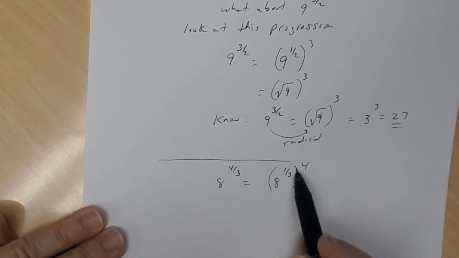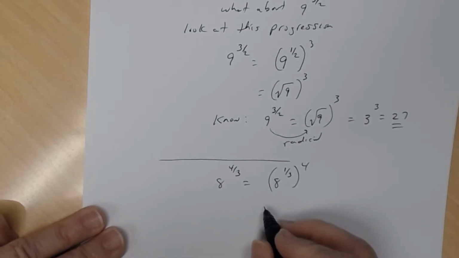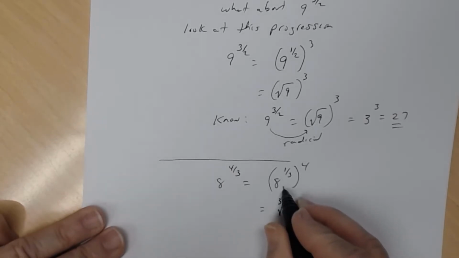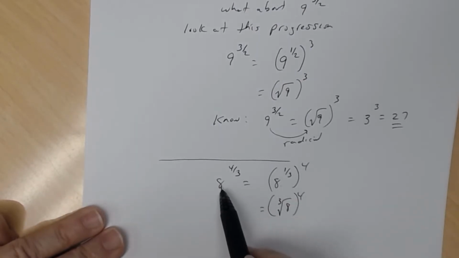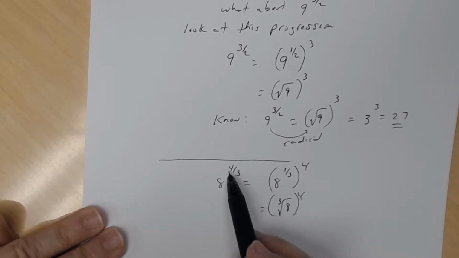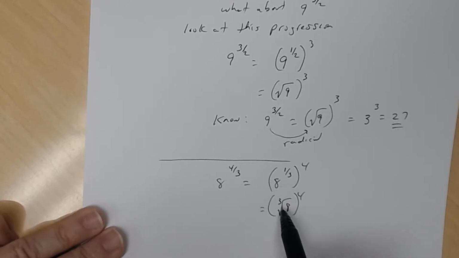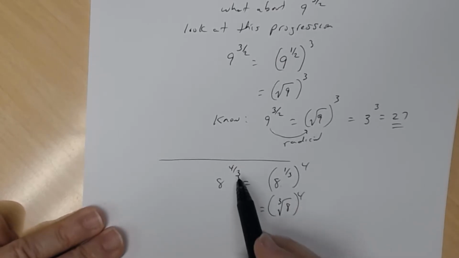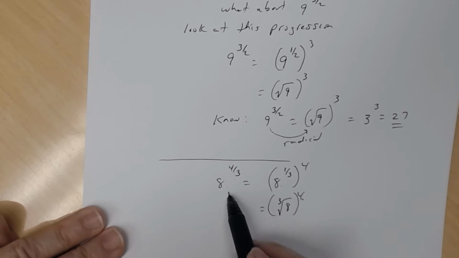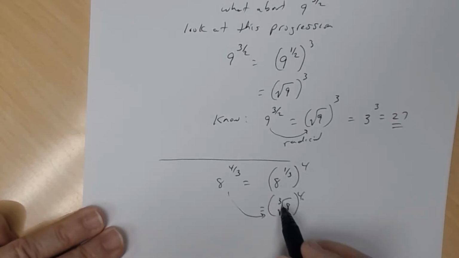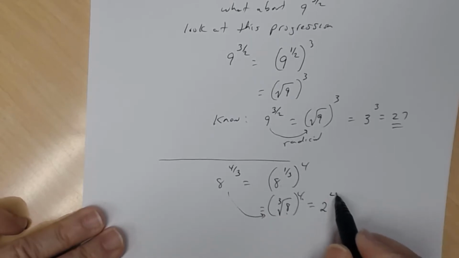This right here is the cube root of 8. 8 to the 1/3 is the cube root of 8. But that's being raised to the 4th power. So remember, this rational exponent, in which case the numerator is no longer 1, I can write as the cube root of 8, all raised, and then the numerator becomes the outer exponent. Once you rewrite it as a radical, you can go ahead and simplify this. The cube root of 8 is 2, and 2 to the 4th power is 16.